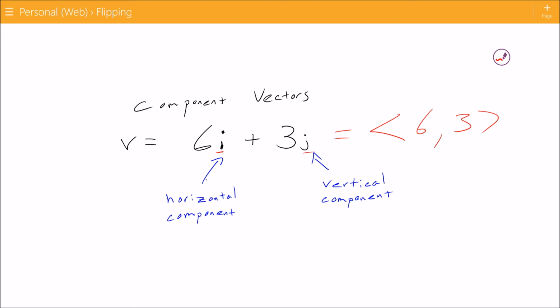When it's got the J attached to it, that's my vertical movement. Okay?